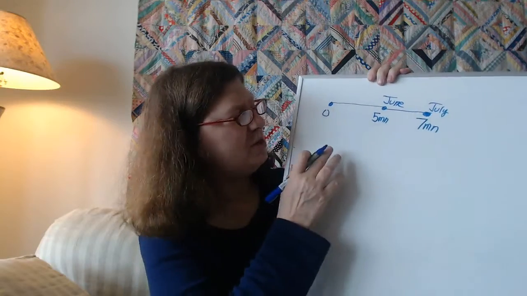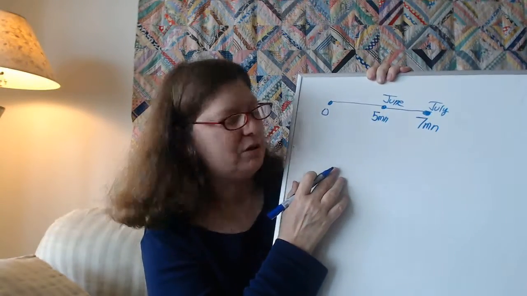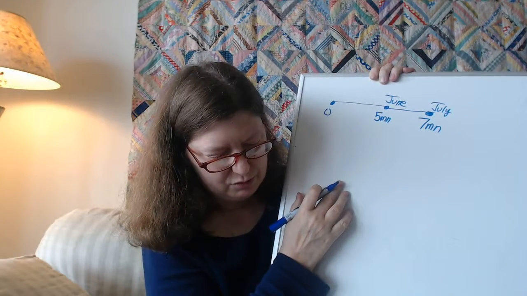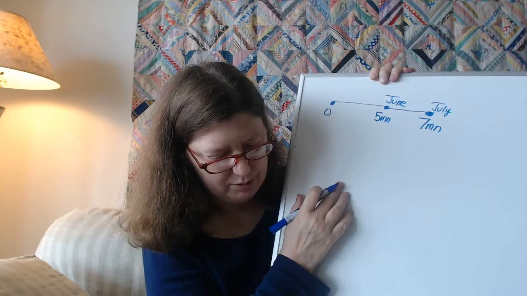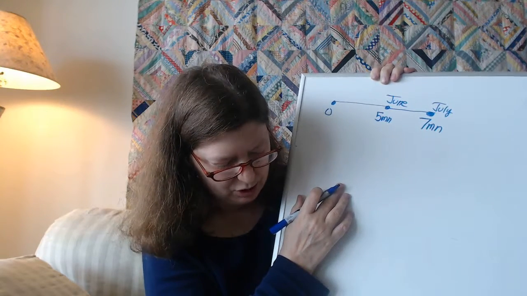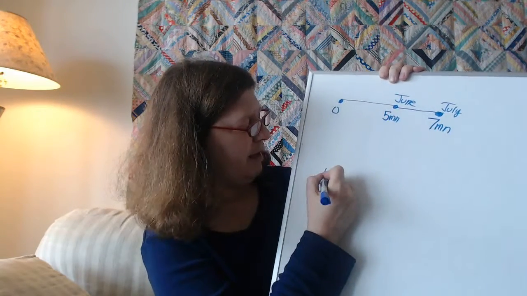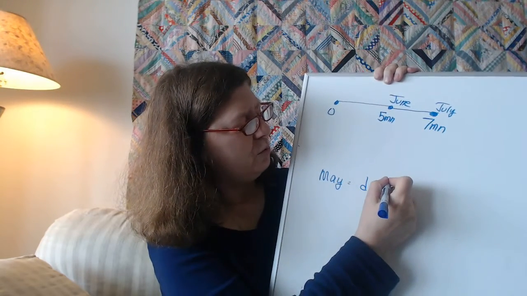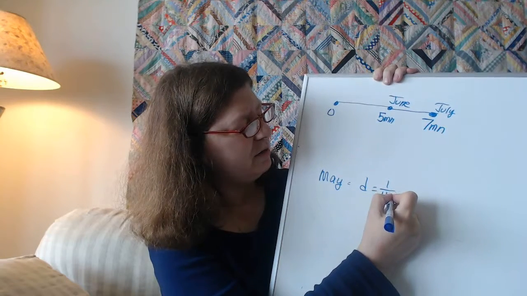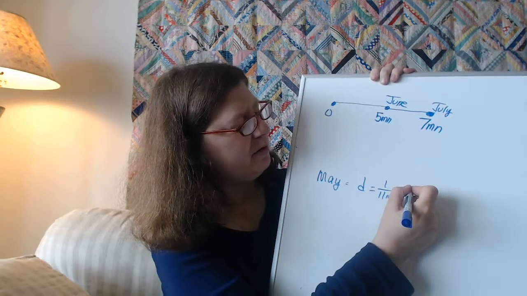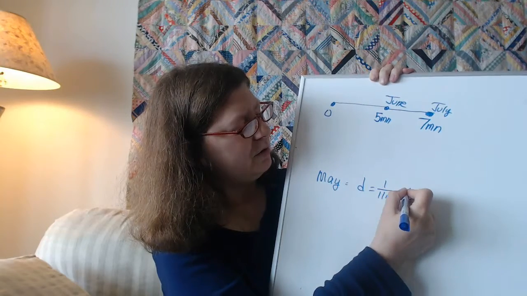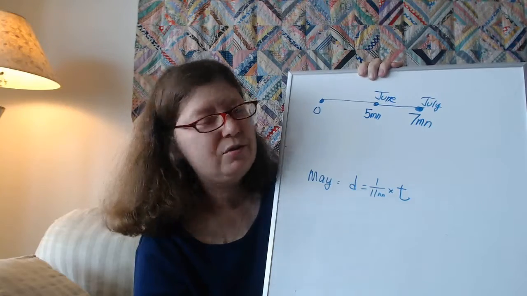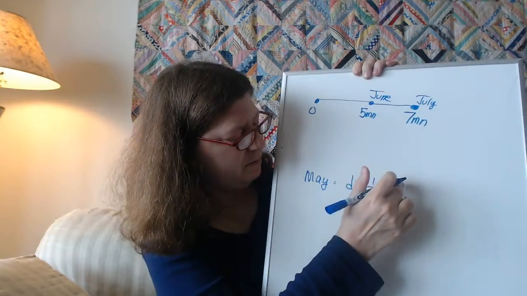Okay, so let me just go over everybody again one more time. May and June were running at the track. May started first and ran at a steady pace of 1 mile every 11 minutes. So I'm just going to write May. Her distance will equal 1 mile over 11 minutes times the amount of time she runs, right? Time is going to be minutes on the top, so we'll cancel there.